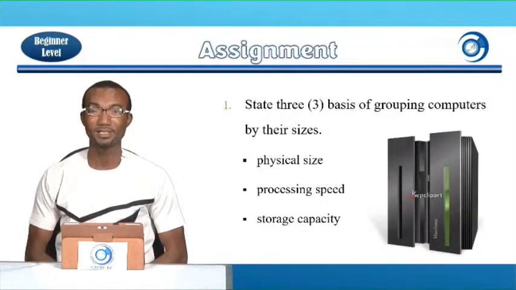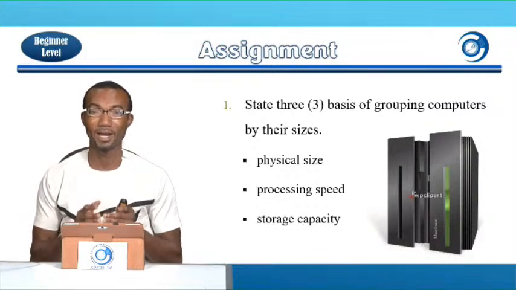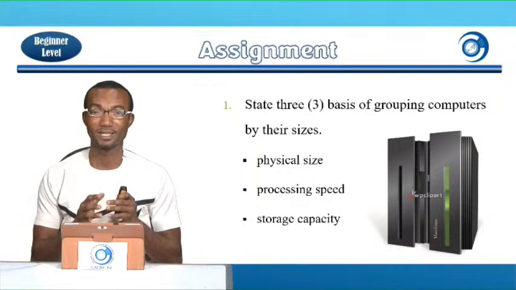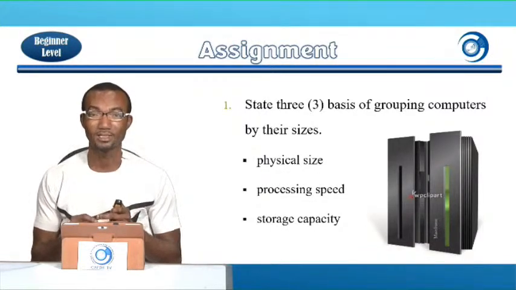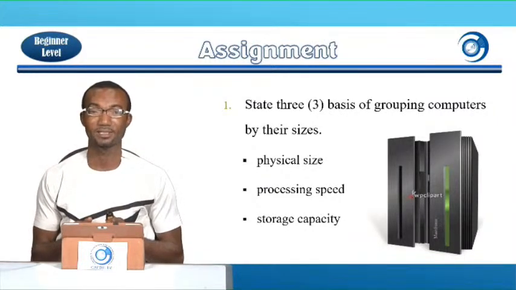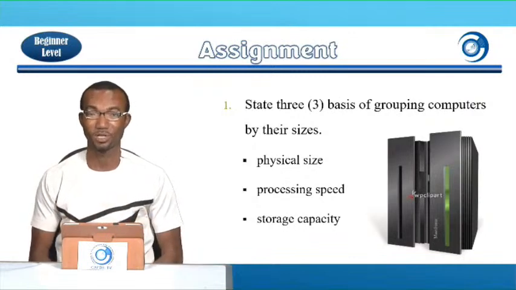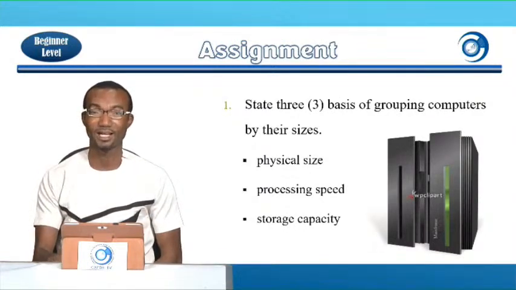One, state three bases of grouping computers by their sizes. And we say when you are grouping computers by their sizes, you look first at their physical size. We also look at their processing speed. We look at the storage capacity and then the usage as well. So any of these three answers are correct. The last one is the usage.